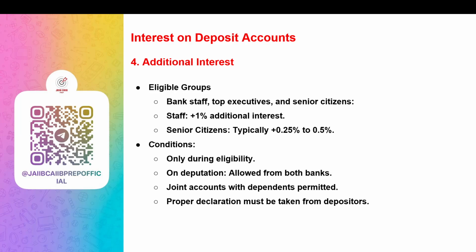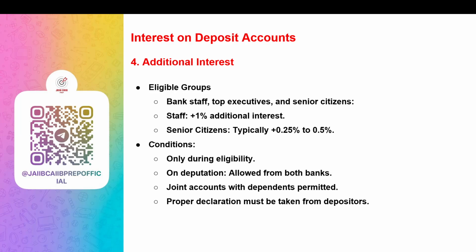There are certain important rules for bank staff deposits. Let's understand them. Number one, extra interest is given only while the person is eligible. If a staff member retires or leaves, the benefit continues only till the FD maturity and not after that. If a bank employee is working on deputation to another bank, both banks can give extra interest. And if someone is working on a fixed contract or deputation, extra interest ends after the contract period ends.